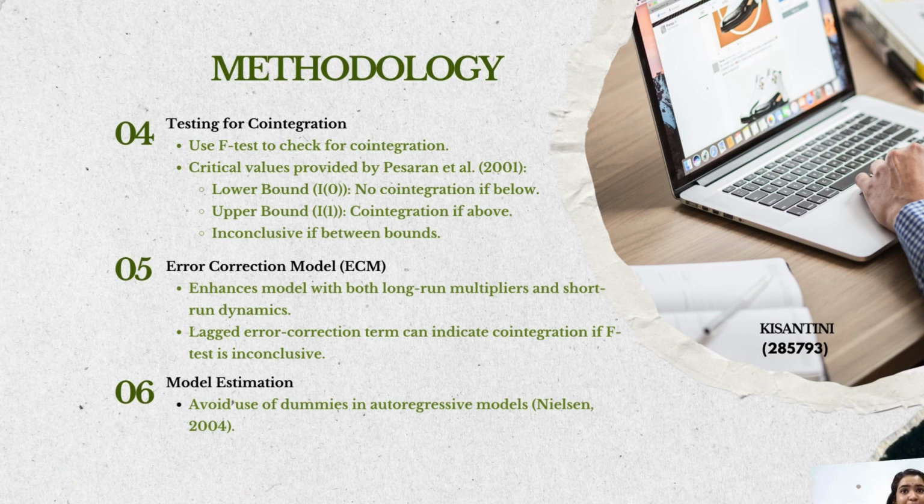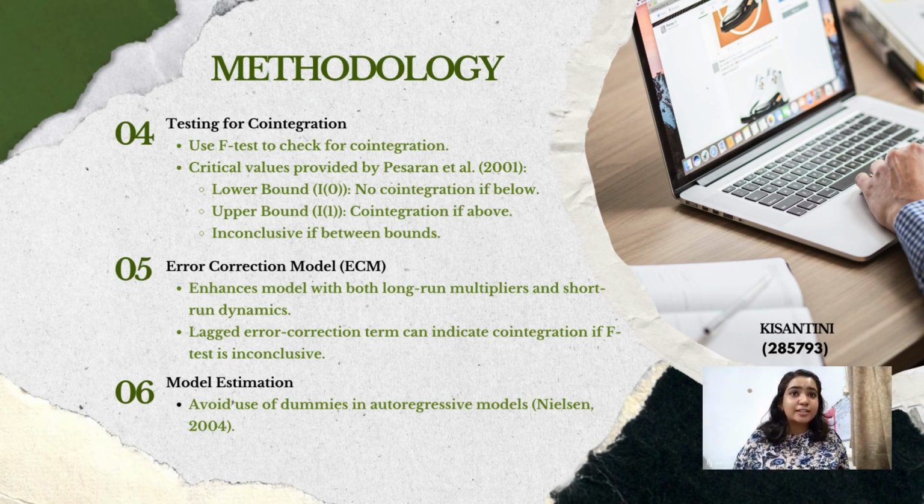I also explained how to test for co-integration. In the journal they use an F-test, and Pesaran et al. 2001 provide critical values to assess this. If the F statistic is below the lower bound, we conclude no co-integration. If the F statistic is above the upper bound, we confirm co-integration. If the F statistic falls between these bounds, the result is inconclusive.